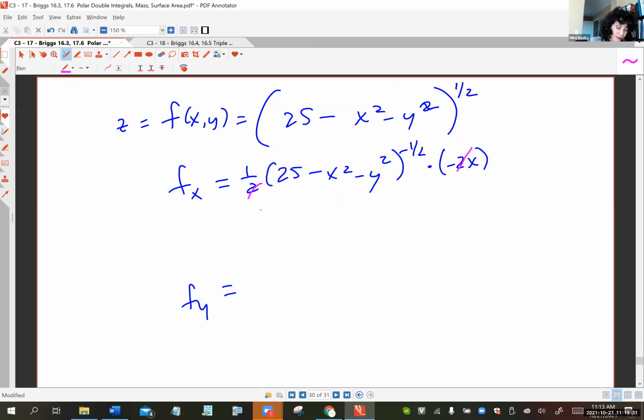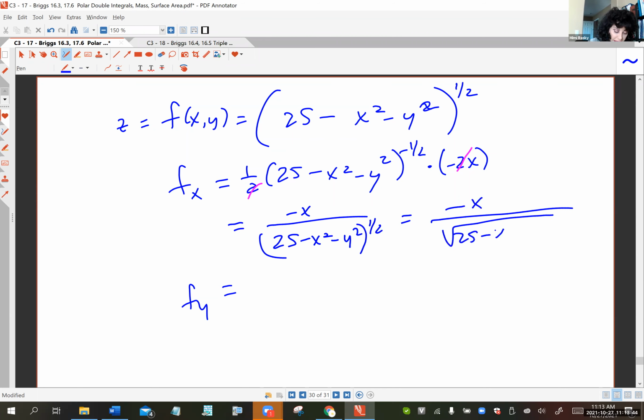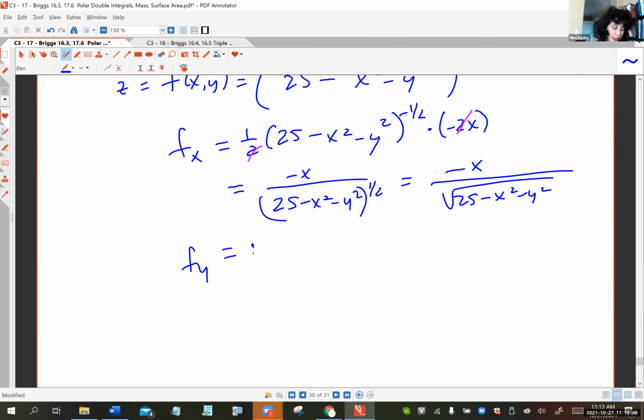These twos cancel. When I rewrite with positive exponents only. And just to make it look really clean, let's put the radical back in, because when you raise something to the 1/2, it's the same as the square root. Fine. And we're going to do the same thing to find the partial with respect to y. Use the chain rule, reduce, and rewrite it.